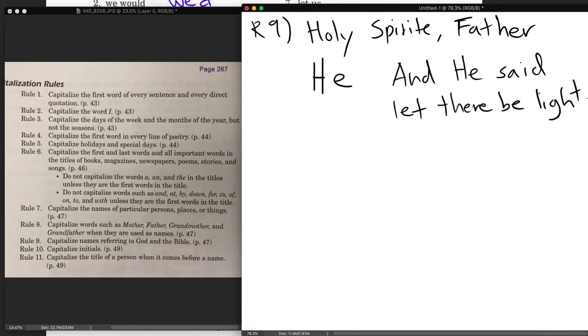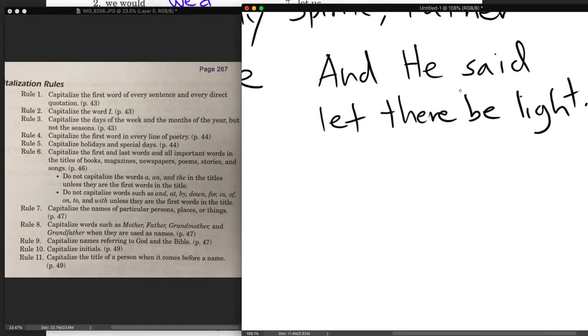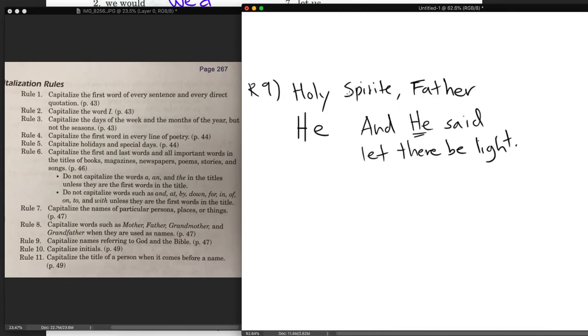Okay, that's not a direct quotation in the Bible, but this is just an example. So even though usually we would use a lowercase h, whenever we're referring to God, we always capitalize the first letter, just out of respect and reverence for God. All right. Okay, so let's do rule number 10.